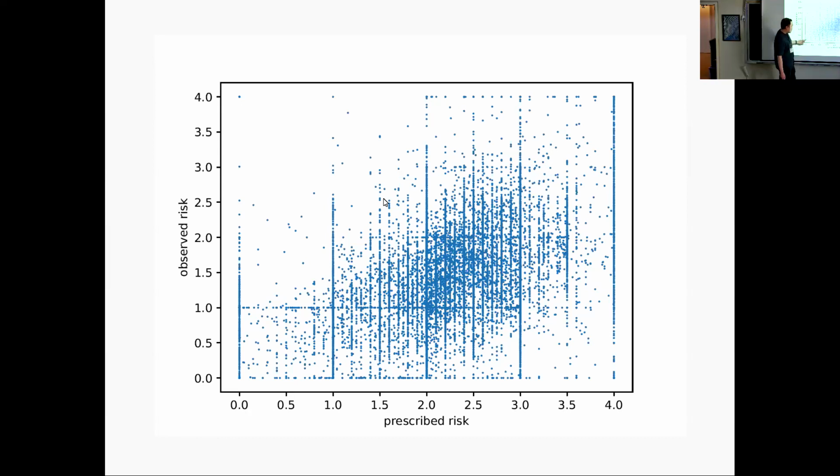But if we draw a y equals x line here, we see the majority of the points are below that line, meaning that in practice, clients and advisors are more careful about their investments, and they usually try to be on the safer side by having slightly lower risk than what they want.